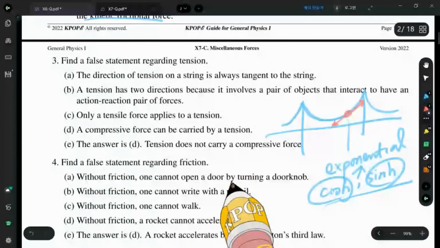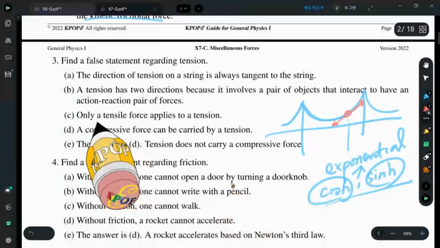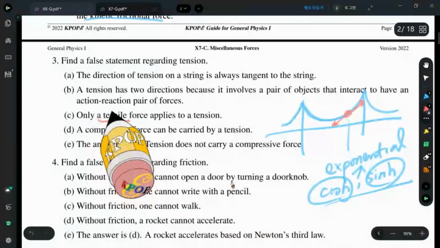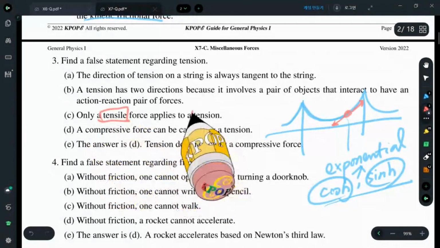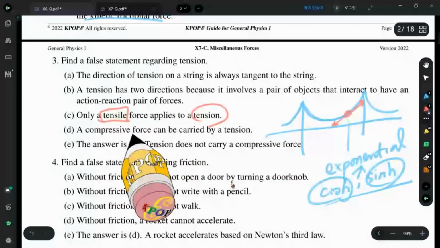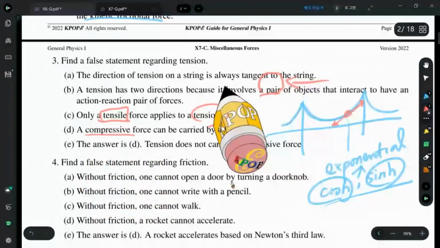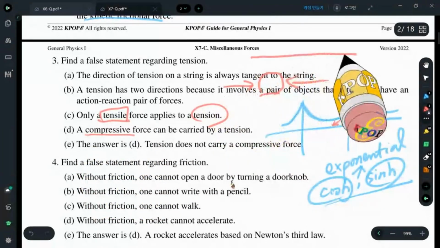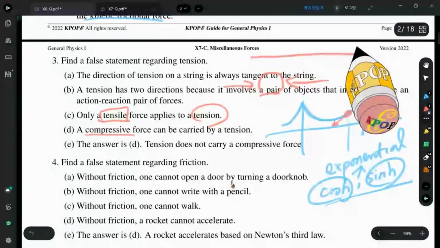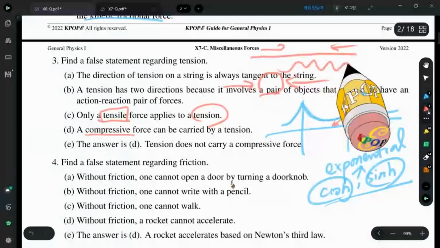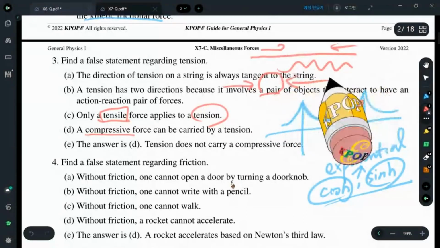Okay. Only a tensile force applies to the tension. Tensile is an adjective of tension. So tensile force, compressive force. Compressive force is a pressing. So there's a wire or string. There is no compressive force. If we compress the string, then it does not transmit any force.